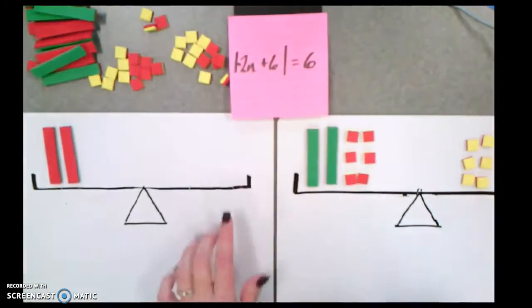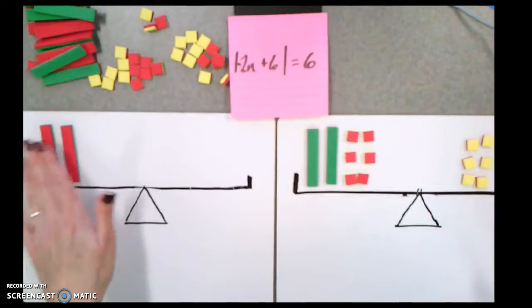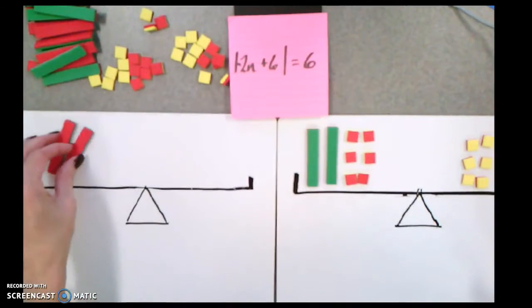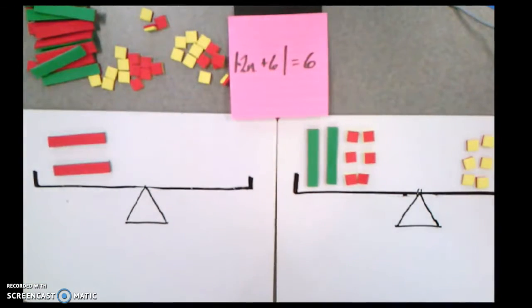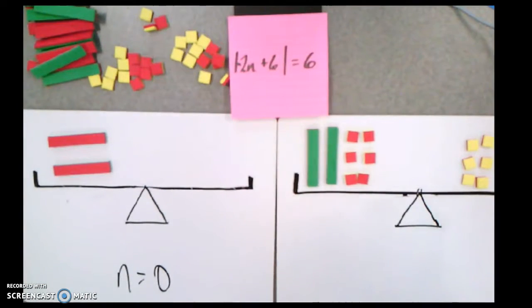I know kids freak out when we have nothing left, but really what this says over here is that this negative 2n is equal to 0. So of course any variable that we had would be equal to 0. So on this side, n equals 0 is our solution.